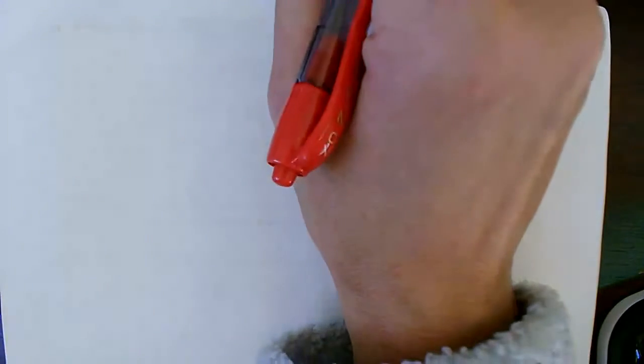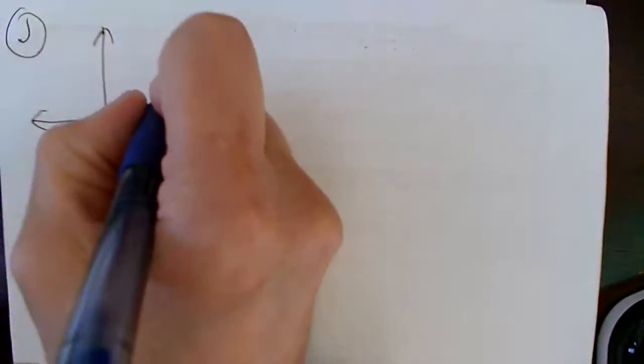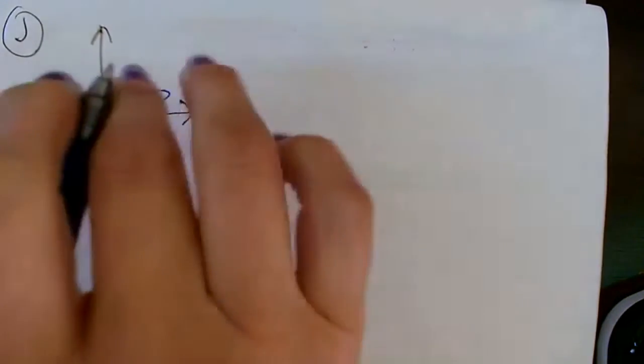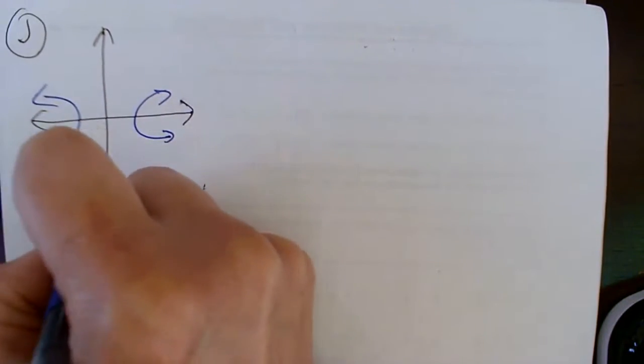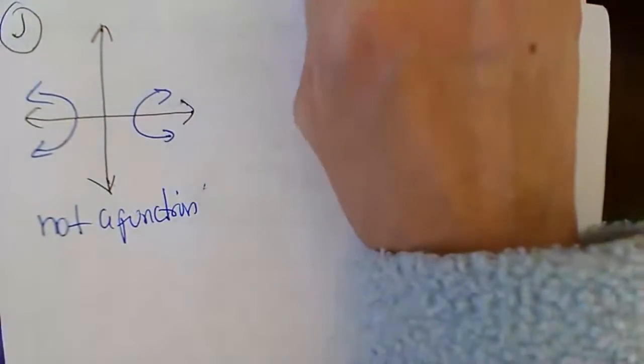Now, notice this. All of the linear, we'll do it at the end. H, I, J. So this one is something like this. What happened here? That's not a function. Does not pass the vertical line test.